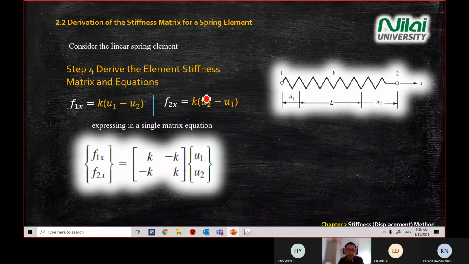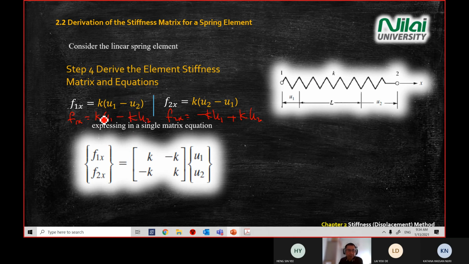So here, maybe this one confused you a little bit. What I usually do, I will rewrite this one as negative KU1 plus KU2. Then I can compare these two equations to write in the matrix form. Maybe if I write in this form, it makes more sense to you.